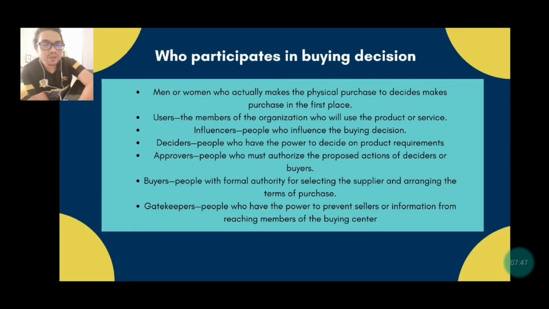And then, who participates in the buying decision. Men or women who actually make the physical purchase or decide to make the purchase in the first place. Okay, for this, I think the woman is the first place who actually makes the physical purchase and decides the purchase for a product. And then the user, the member of the organisation who will use the product or service. The influencer, people who influence the buying decision. And then the decider, people who have the power to decide on product procurement.